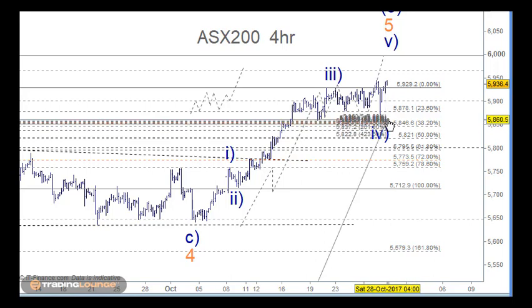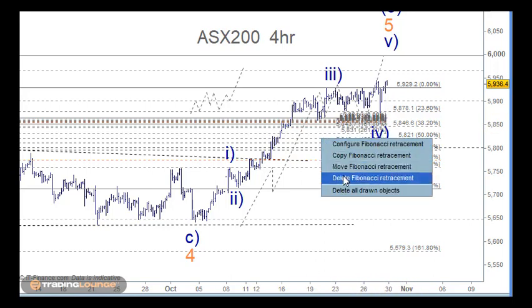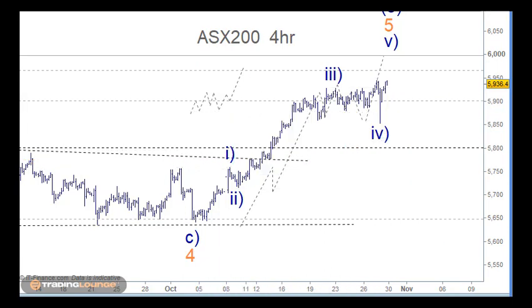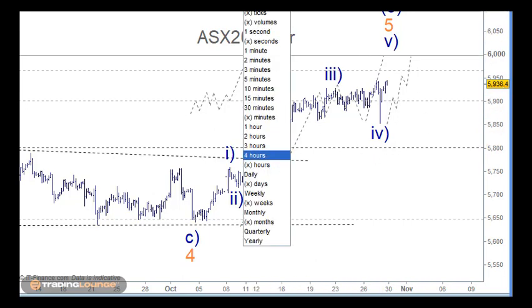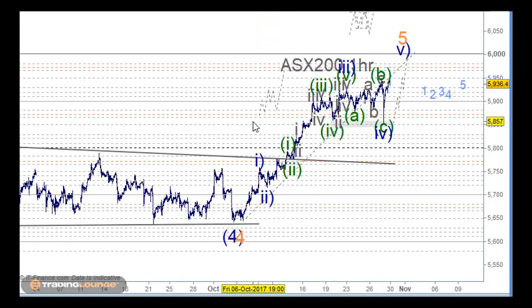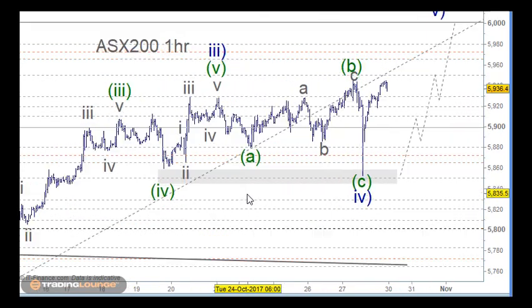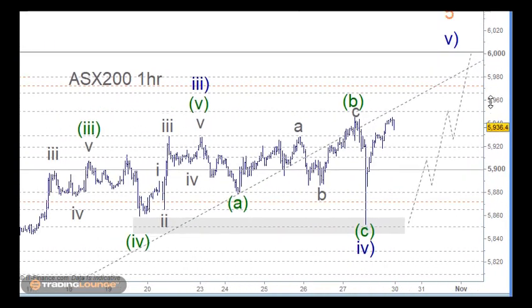So now we're looking for 5 waves up in this little structure here to finish that off in here. So we need to discuss that as well. So let's go into the hourly chart and pick up this particular pattern here and the mistake that I've made. I'll just open this up a little bit here.